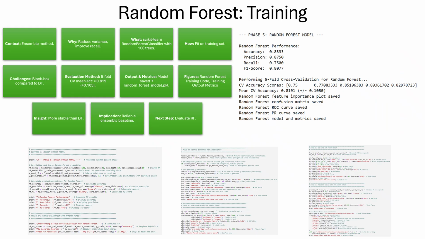For the random forest, we trained an ensemble model using 100 trees on the scaled dataset. To evaluate consistency, five-fold cross-validation was applied, giving a mean accuracy of about 0.82. Compared to the decision tree, this approach reduced variance and proved more stable, establishing random forest as a reliable baseline. Next, we will move on to the results.